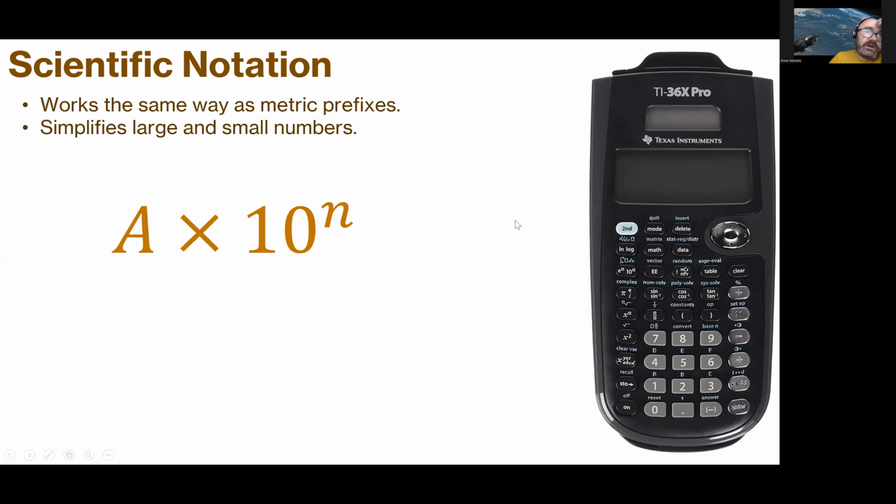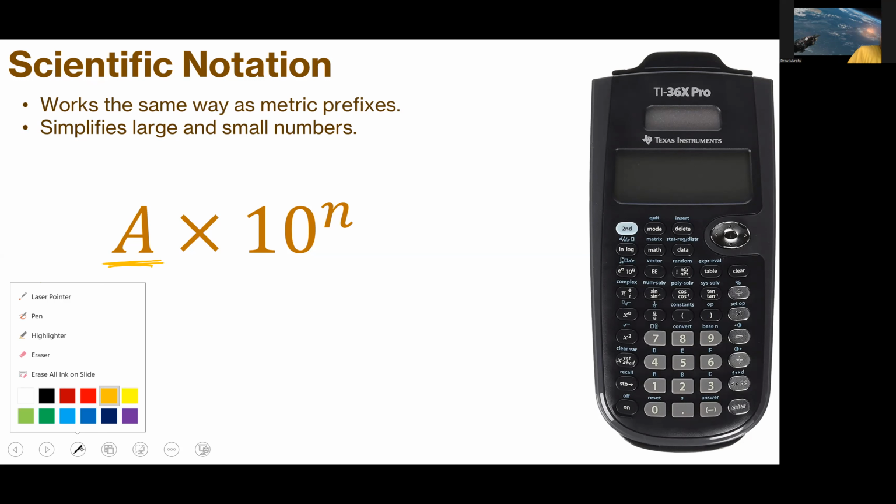So they work the same way as the metric prefixes. This simplifies large numbers and small numbers. Every scientific notation has the same idea here. You have the decimal part, which is this guy in the front, this A. The value of A is anything from 1 to 9. So you're going to have one number in front of the decimal place, and then everything else is point whatever. So you can't have a 0 in the front, you can't have more than 9 in the front, okay?